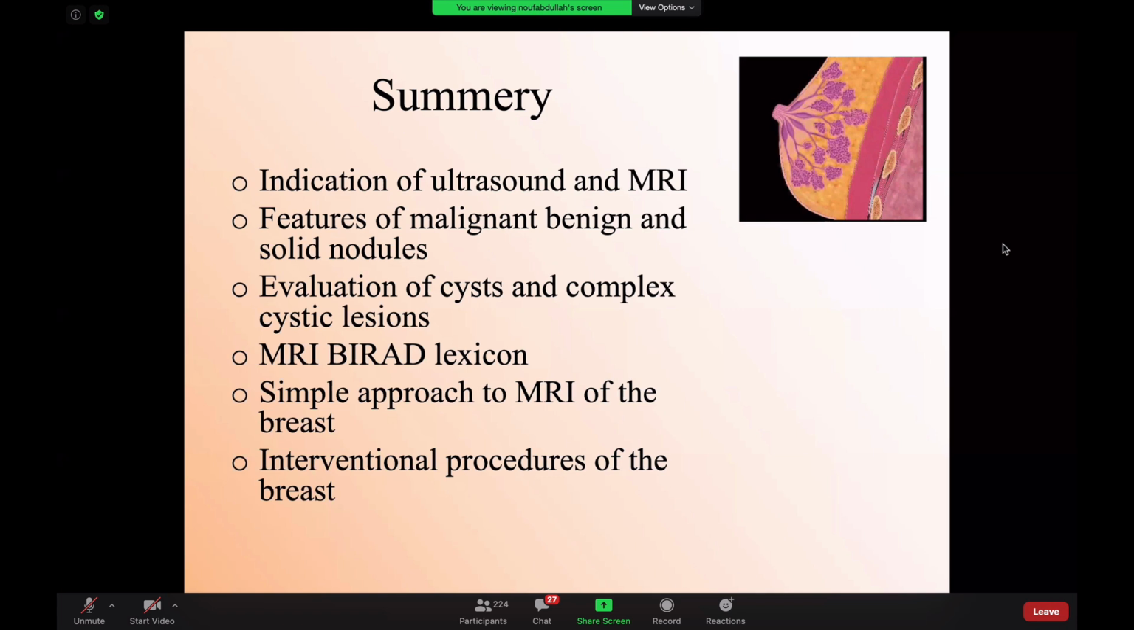Okay, Dr. Riyad is asking, what is the indication of harmonic ultrasound? I would advise using harmonic with every single exam because it helps you differentiate a solid from a cystic lesion. But there's no clear indication. It's just part of your assessment as a general ultrasound.